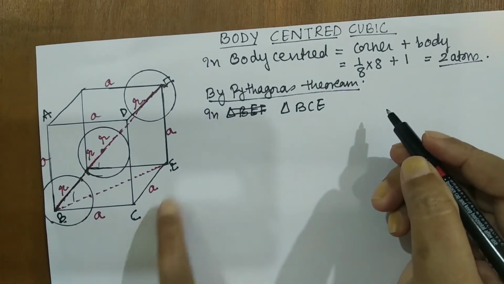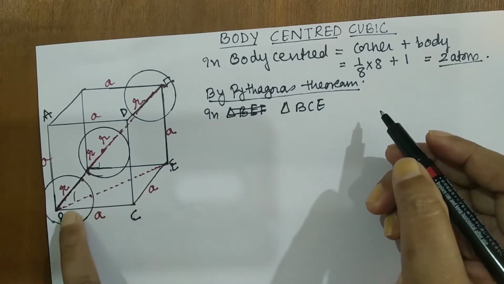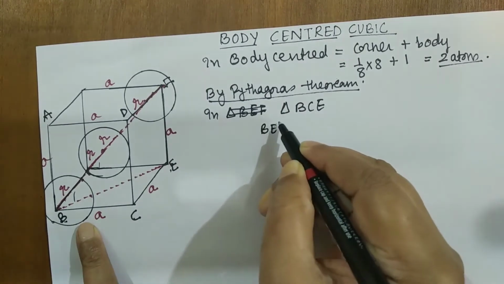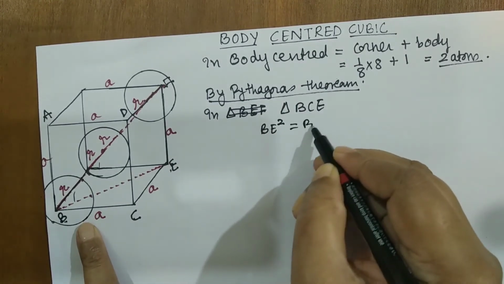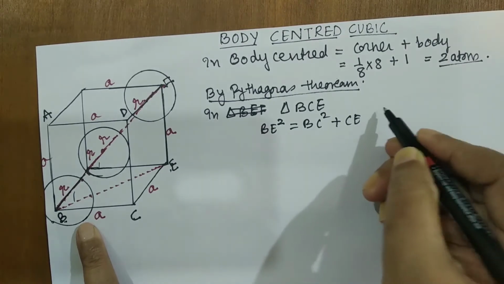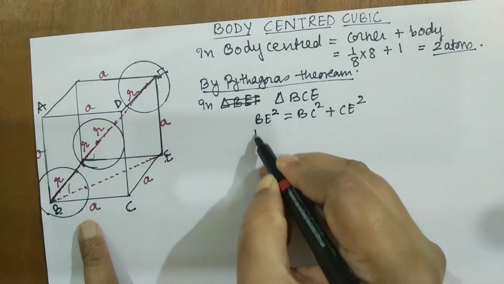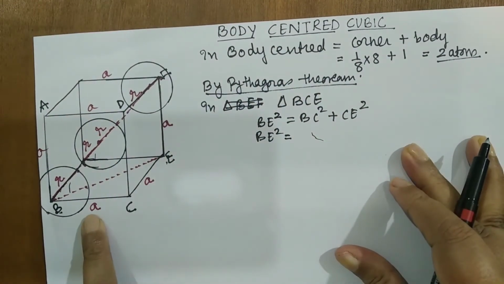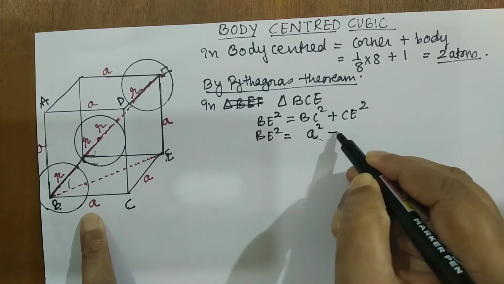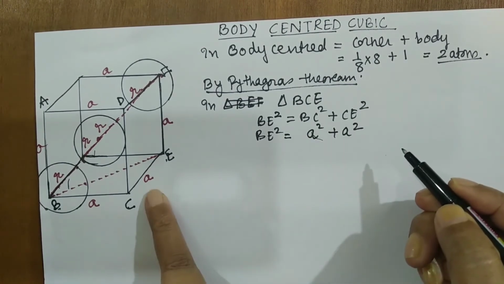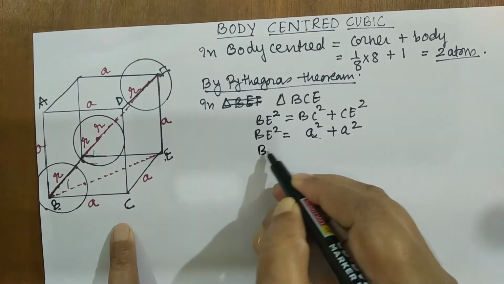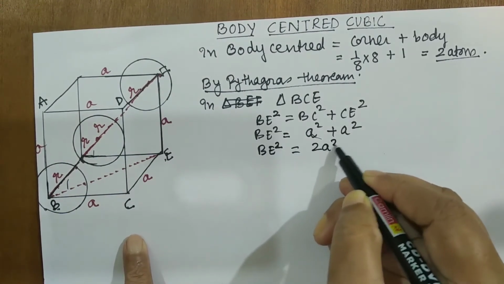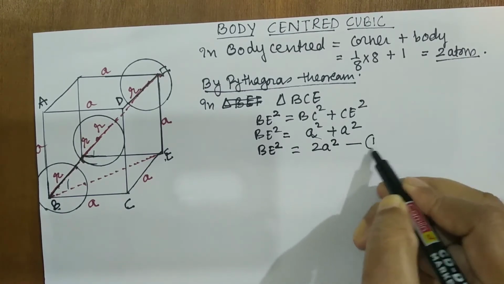So what is BCE? If I see this, this is the hypotenuse, so that will be BE square is equal to BC square plus CE square. So BE square is equal to, what is BC, students? BC is A, so it will be A square plus A square. Even CE is the edge length. So BE square is equal to 2A square. So I will mark this as equation 1.